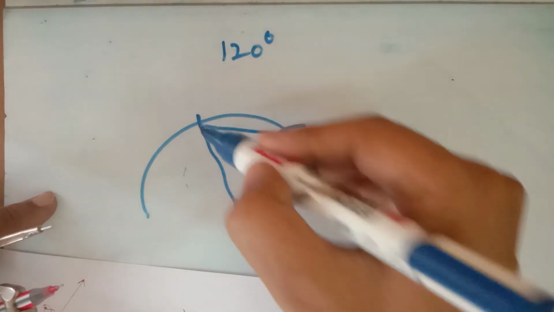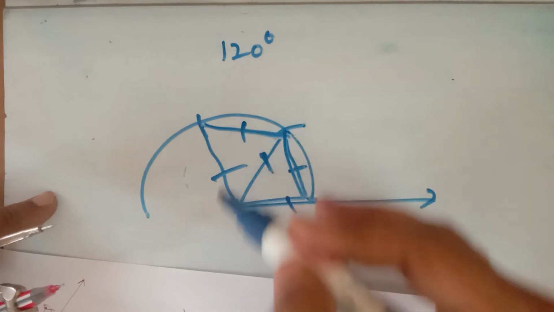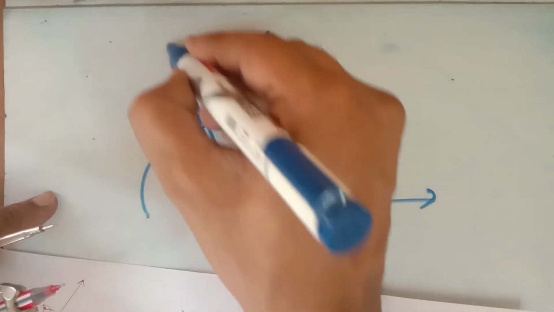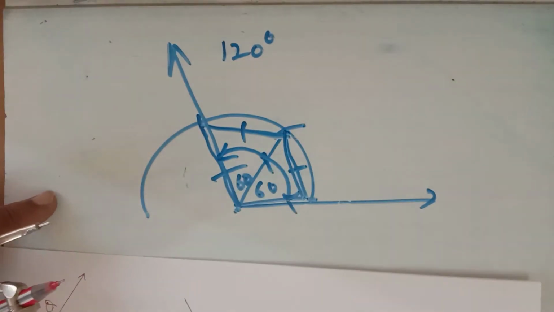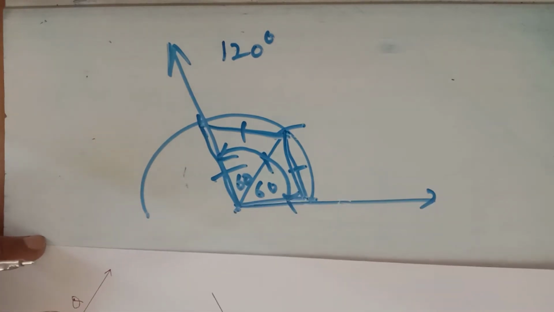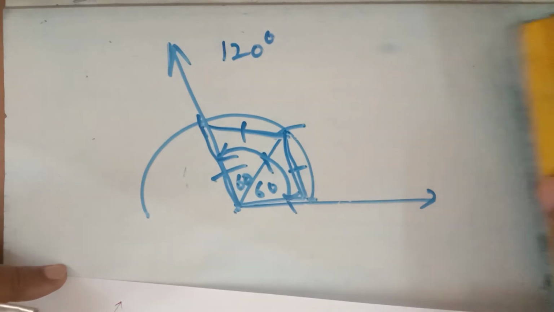When you join it, this is the radius, this is the radius, this is the same length as this. So this is also an equilateral triangle. This is a 60 degree angle, this is a 60 degree angle, and on this ray we have drawn, this comes out to be a 120 degree angle. So this is how to draw a 120 degree angle using the compass and scale only.